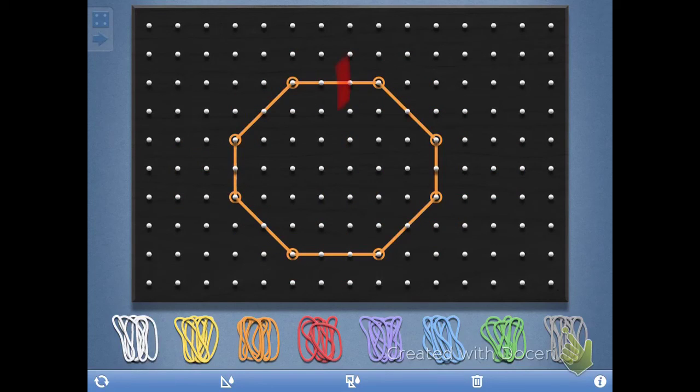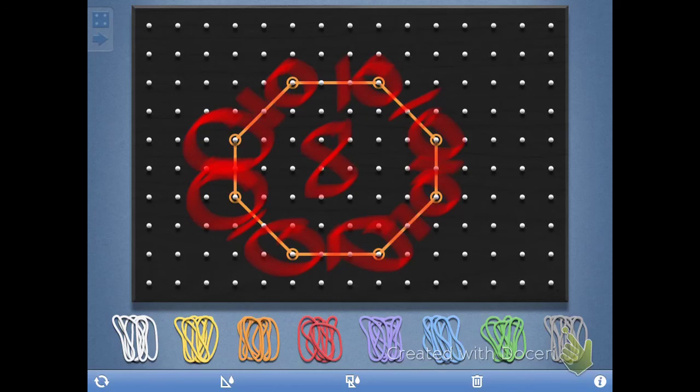Our next shape has 1, 2, 3, 4, 5, 6, 7, 8. It has 8 sides and 8 vertices. Now, oct means 8, just like an octopus. So this shape would be an octagon because it's a polygon with 8 sides. I always think of a stop sign because a stop sign has 8 sides.